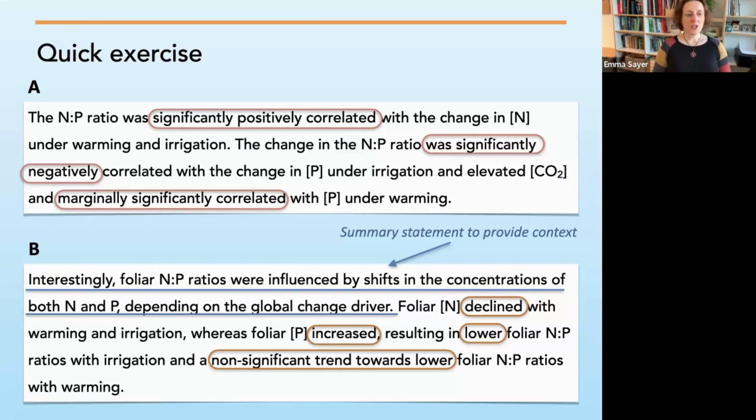I've just seen a question in the chat that some editors do not like using words like interestingly because it's subjective. Yes, you could say that it's subjective and it's personal, but actually in this case, because it was counterintuitive, this is something we weren't expecting. I think it's perfectly valid to include it.